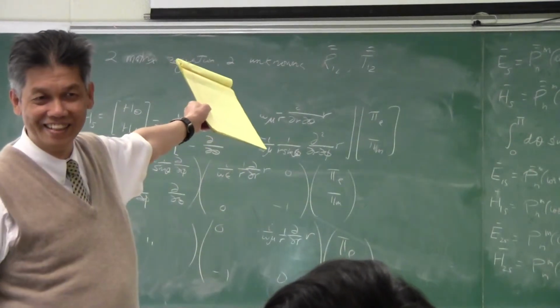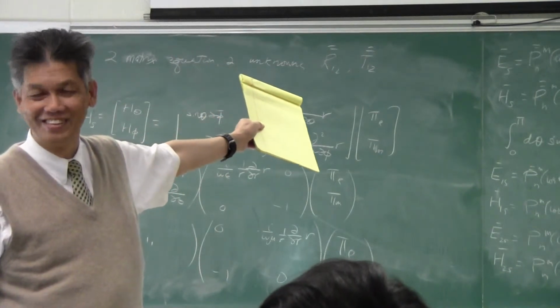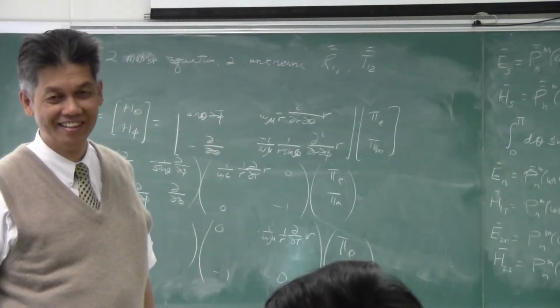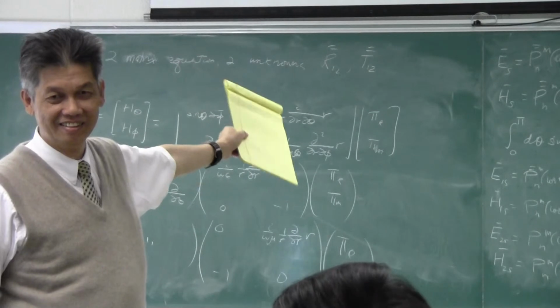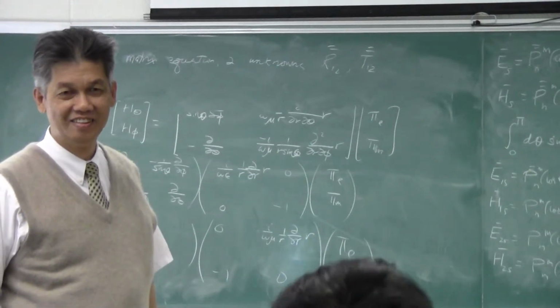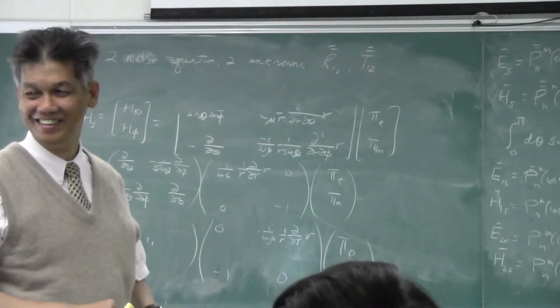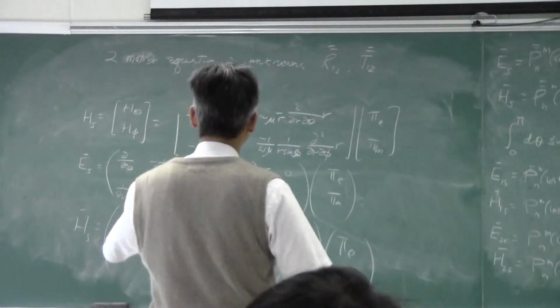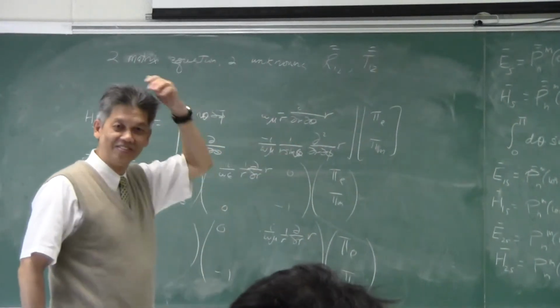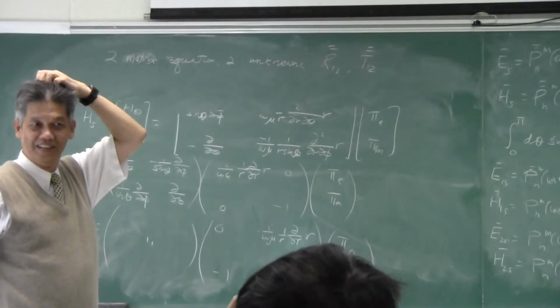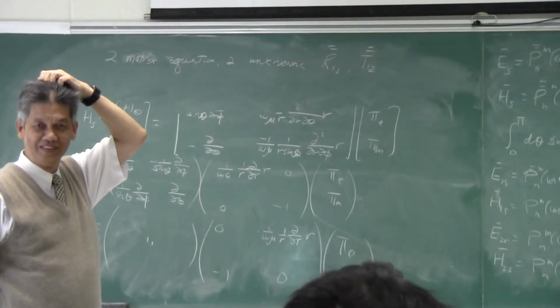This line is enough, right? I don't want to write down any more because they're very difficult to write. This line is good enough. Two matrix equations, two unknowns. Solve them, you can. I'm sure you can do that.